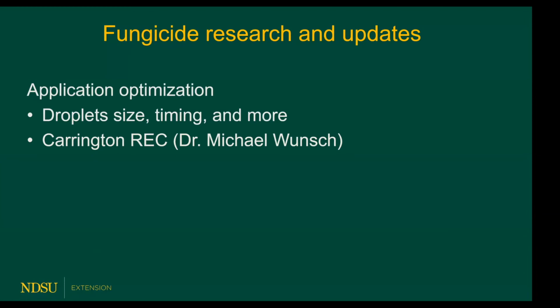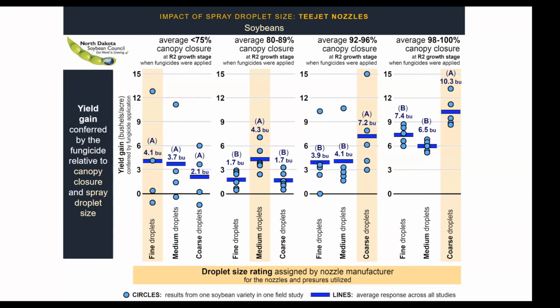Okay, some fungicide research updates. So Michael Wunsch at Carrington, I can't tell you enough how impressive of a job he's doing. And he's doing lots of different things on droplet size, timing, and many more. I'm just going to share a couple updates from him quickly. The first thing is he's been looking at the impact of spray droplet size, and he's been using T-Jets and Wilger nozzles. So I'm going to just go through this very quickly, and then I'll talk about the summary.